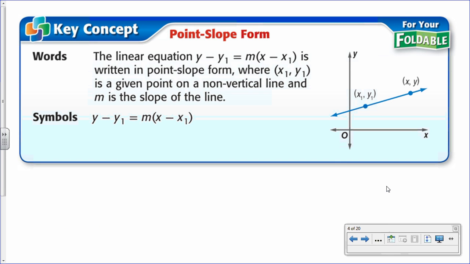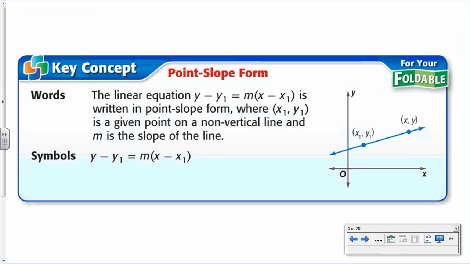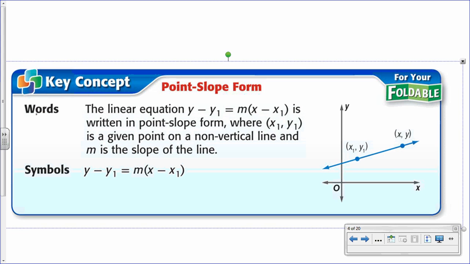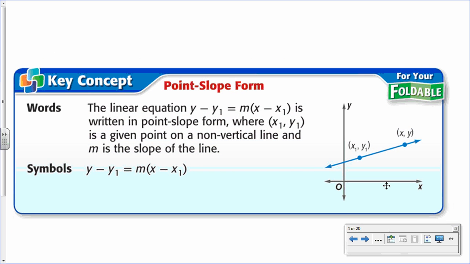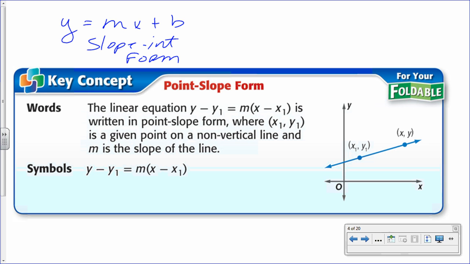Okay, basically we're going to talk about point slope form. There's three different forms that we've kind of gone over. Well, two plus this one today. Anybody tell me what those forms are? What's the one we've been working on the last couple days? You got y equals what? Okay, write this down. That's slope intercept form.